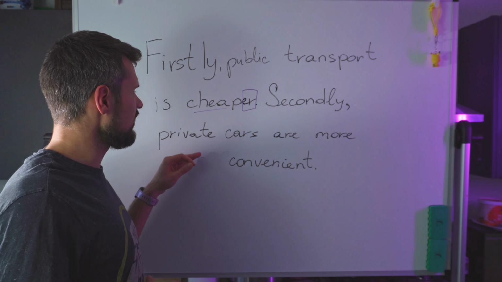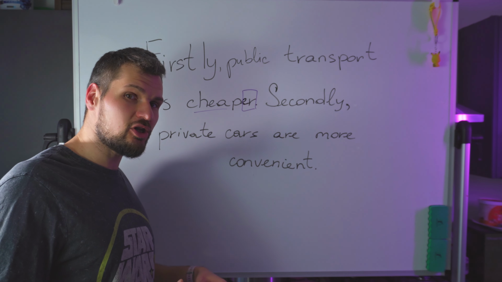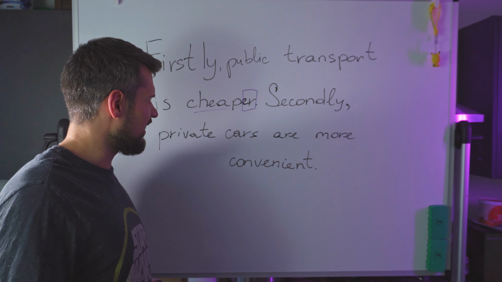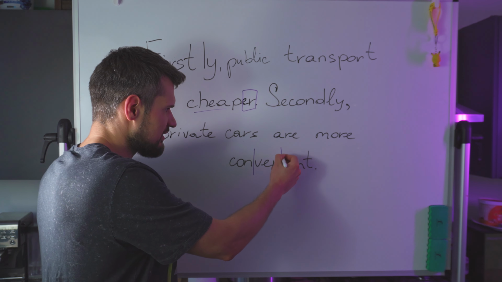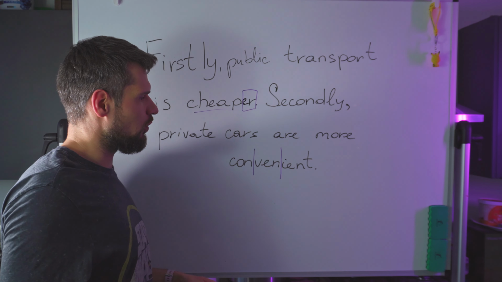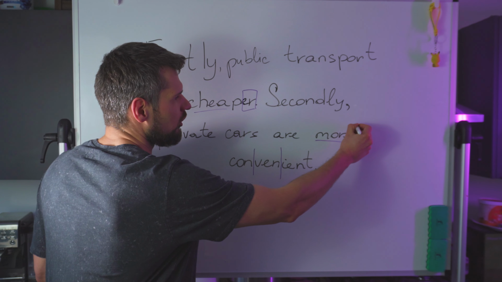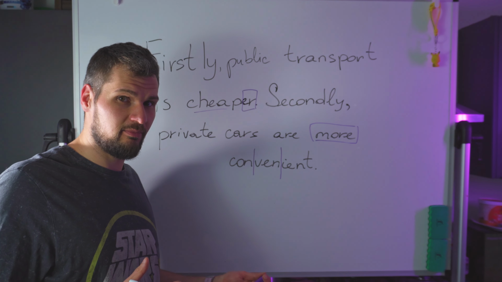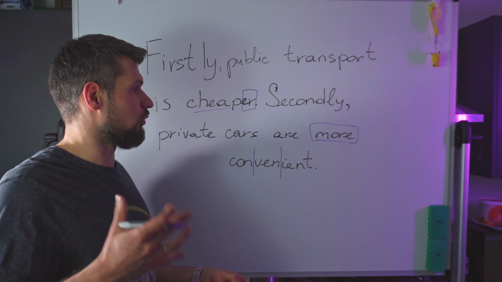Now, in the second sentence, we say that private cars are more convenient. And again, more convenient is also a comparative adjective, but it looks a bit different from the first one. This is because convenient has multiple syllables. It has 3 syllables. Convenient. And so when an adjective has multiple syllables, we simply add more to make a comparative. For example, words like important become more important, or beneficial becomes more beneficial.